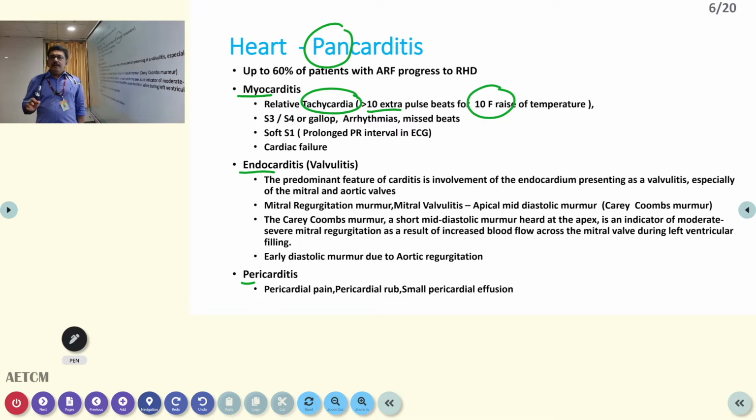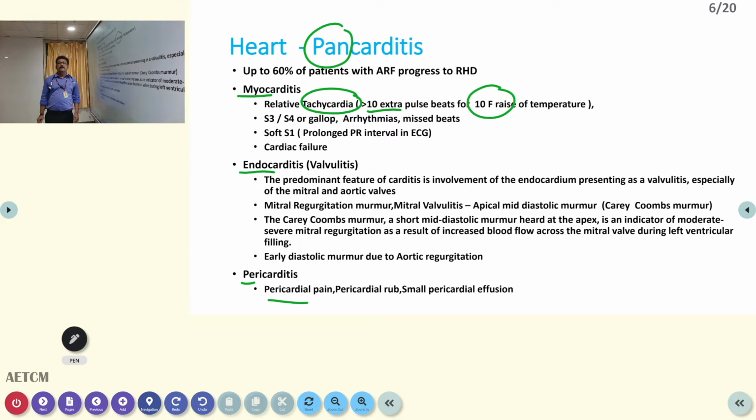So anyway, any patient who is having high degree fever, joint pain, after a few days, if the patient develops a significant cardiac murmur, you should remember that that patient has gone to a phase of pancarditis, patient is having endocarditis. Another important feature is pericarditis. Patient can have pericardial friction rub, pericardial pain, small pericardial effusions, all can be there in pericarditis.